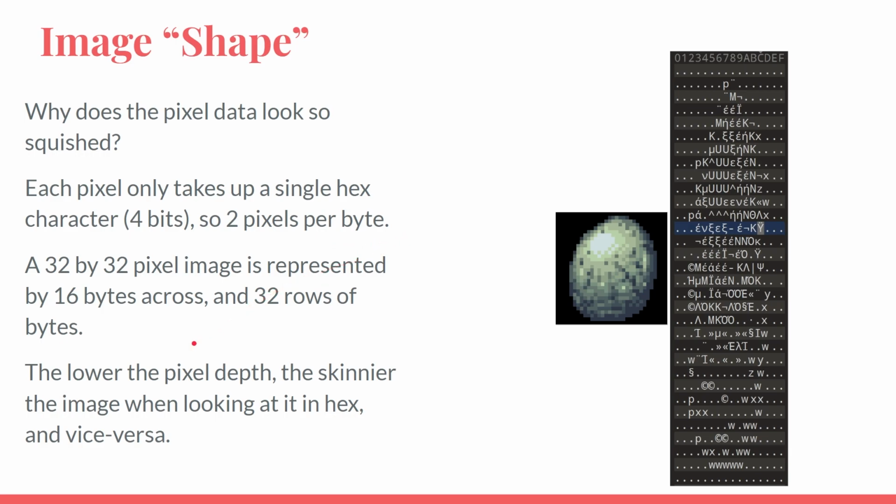So there's a general rule where the lower the pixel depth, the lower the image depth, the color depth, the skinnier the image is going to look when looking at it in a hex editor. If the pixel depth is higher, it's going to look wider. So there's that relationship going on between the hex and the actual image and the color depth.